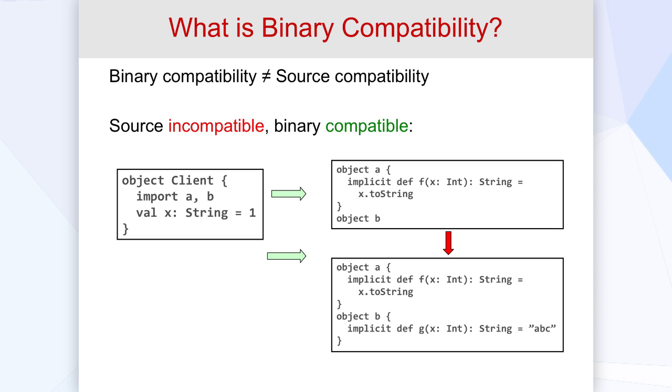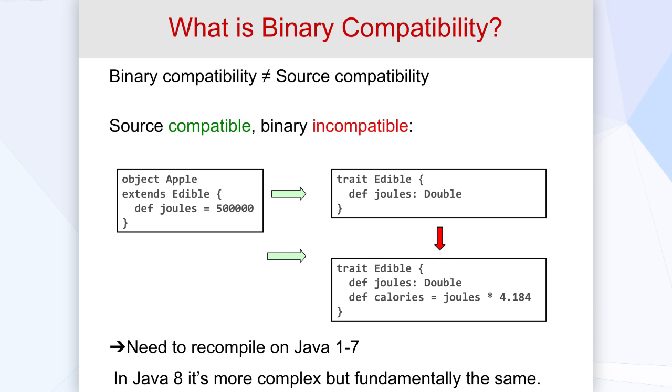But after these things, let's look at what the binary incompatibility would be. You would have, let's say, a trait. That's a typical example with a method. The trait is Edible, the method is joules. And now you add another field, calories, to say calories is joules times 4.184. Now if you have this client Apple, an Apple is an Edible, and it defines what the joules method is. If you compile these two together and then you migrate Edible to this version with the calories method, then up to Java 7 you will have to recompile Apple.